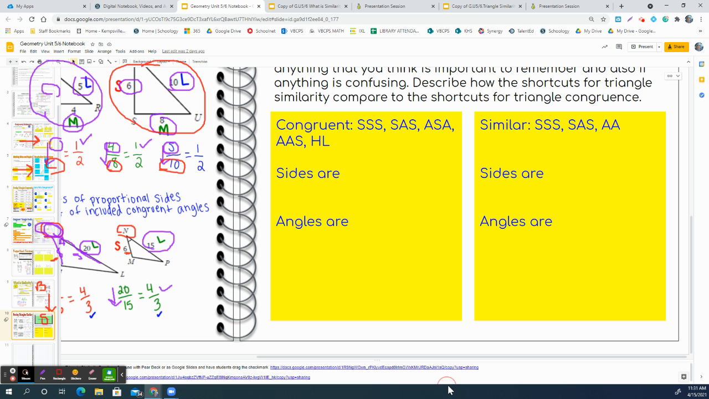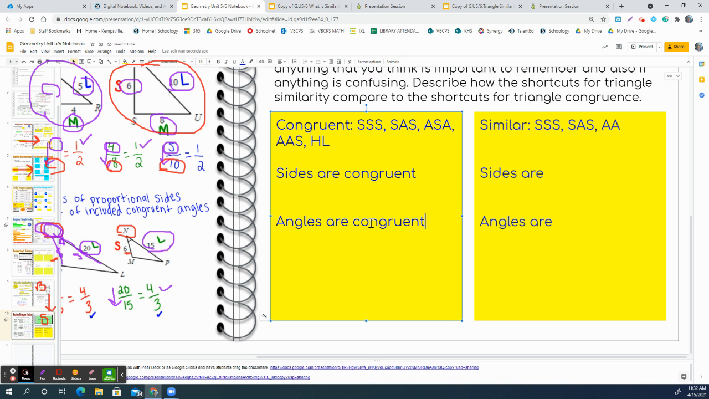Over here on the right side, you've got some notes. So congruent triangles can be proven in 5 different ways. In congruent triangles, are the sides congruent or proportional? Congruent. And the angles are also congruent, right? It's like 2 sticky notes.